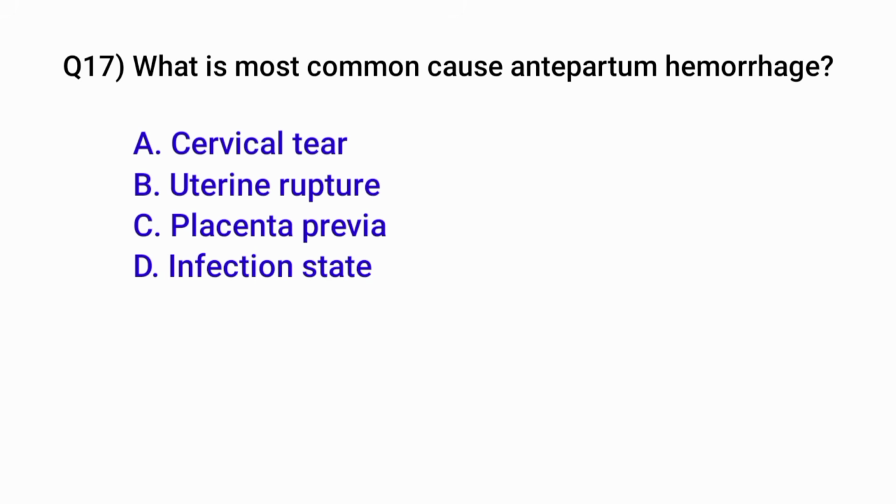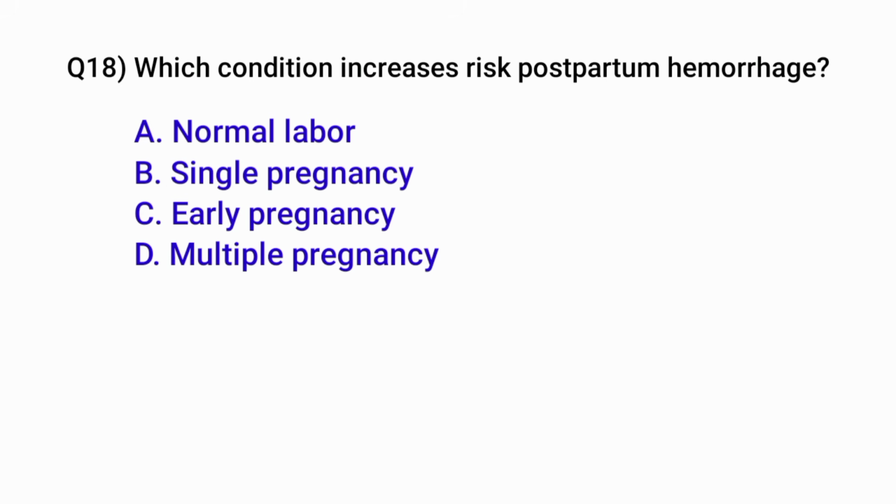Question number 17. What is the most common cause of antepartum hemorrhage? Correct option is C, placenta previa. Question number 18. Which condition increases risk of postpartum hemorrhage? Correct option is D, multiple pregnancy.